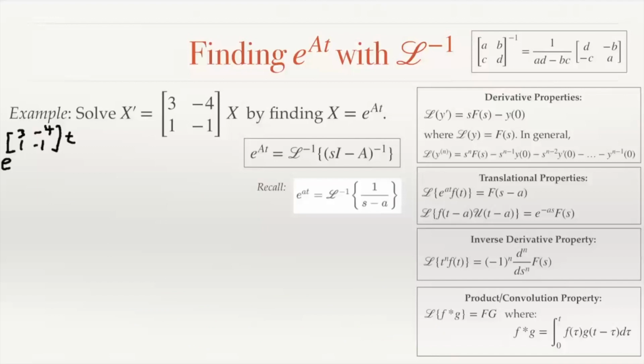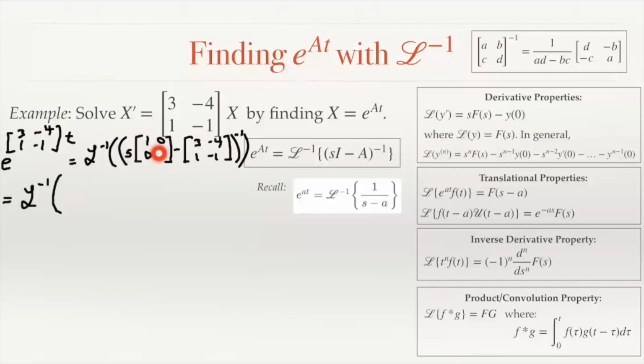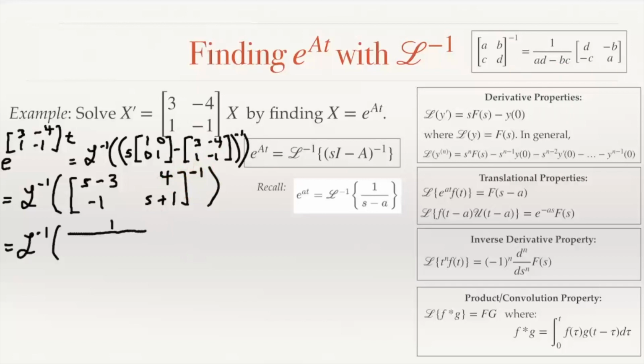Doing so, e to the At, we plug into our formula. The s distributes there, and when we subtract, we'll have, as in the previous example, this matrix. Mind your double negatives: negative negative 4 is positive 4, and so on. We are taking the inverse of this matrix, so the inverse matrix formula is 1 over AD minus BC. We swap the main diagonal entries, and we stick minus signs on the others.